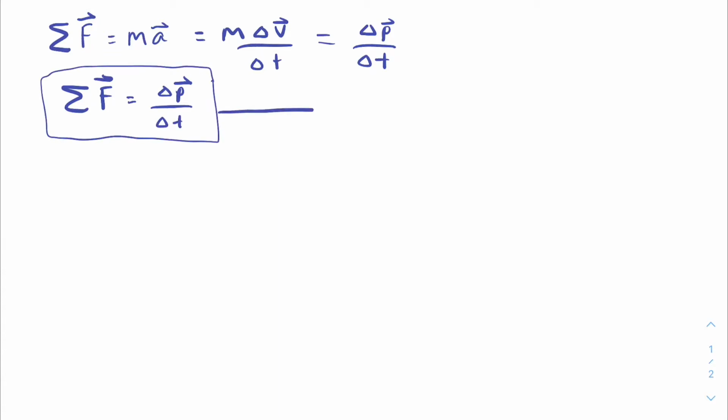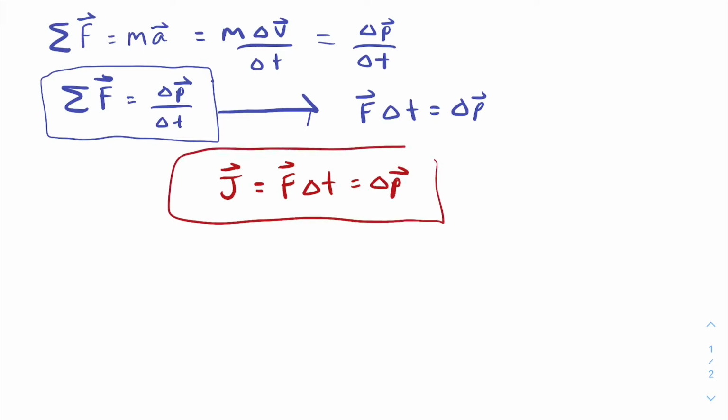If we rearrange this formula, we can also say that the applied force times the change in time is equal to the change in momentum. This quantity has a name, and it's known as impulse. It tells us that the longer a force acts on an object, the greater its change in momentum will be. Impulse is a vector that can be represented by the letter J. So we can say that impulse is equal to the force on an object times the change in time, which is equal to the change in momentum.